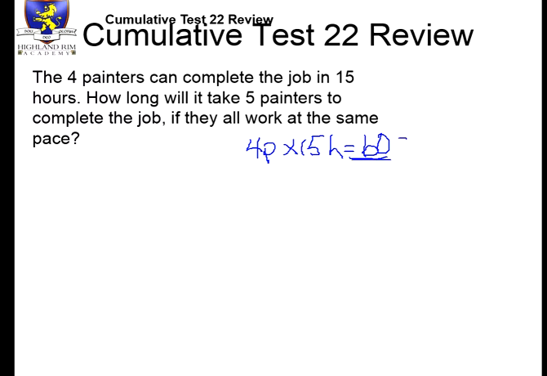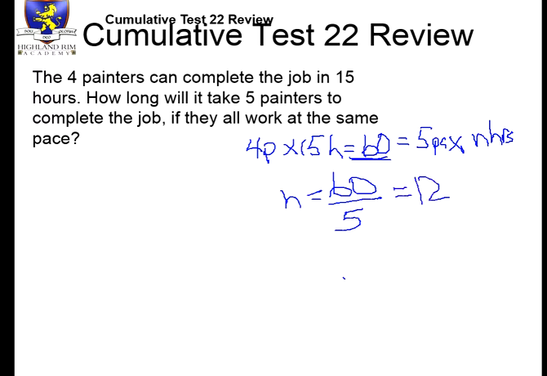And that's going to be equal to 5 painters times, we'll make that n hours. So n hours is going to equal 60 total hours to do the job over 5 painters, and that's going to be equal to 12 hours.